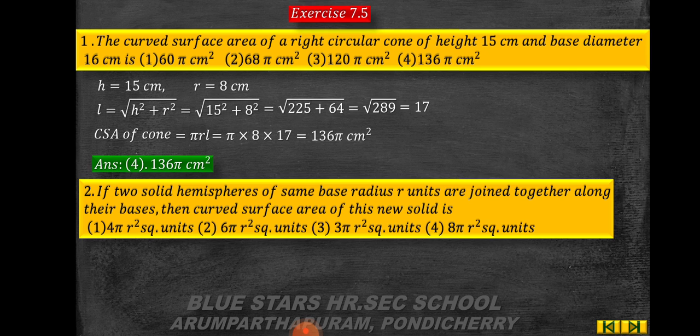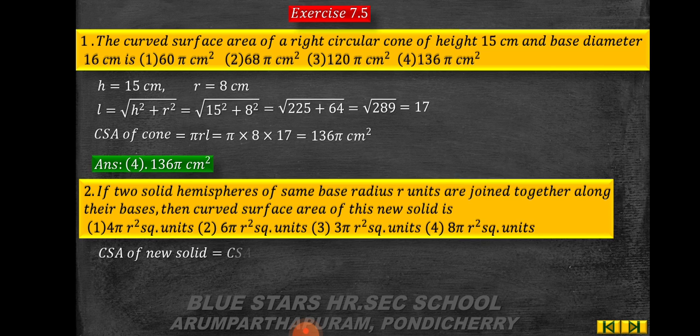Question number 2. If two solid hemispheres of same base radius r units are joined together along their bases, then the curved surface area of this new solid is: option 1, 4 pi r square units; option 2, 6 pi r square units; option 3, 3 pi r square units; option 4, 8 pi r square units.